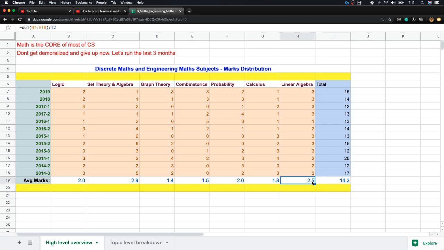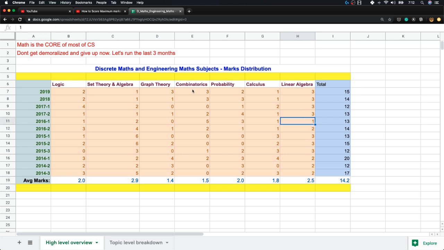Typically linear algebra is very, very scoring. So are set theory and algebra. Set theory and algebra basically means all your group theory, all your algebraic structures, right? Again, this topic is slightly larger as compared to linear algebra. Linear algebra is the most bang for your buck, right? With very few topics, you can score a lot of marks. And every year, every paper, you had 2 or 3 marks except 1 year here, right?